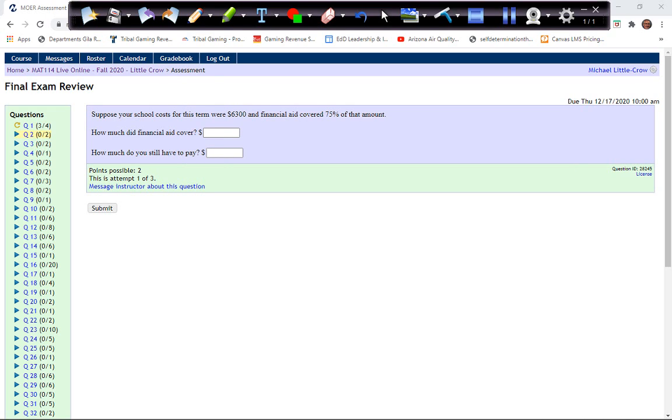Split your school costs for this term. So you had 6,300 and financial aid covered 75%. So percentages, percent of that amount, we multiply. And to turn a percent into a decimal, we take that and divide it by 100. And notice that's what the percentage is, kind of the 2 zeros there. So that's going to give us 0.75. Okay. We're going to multiply that times the 6,300.